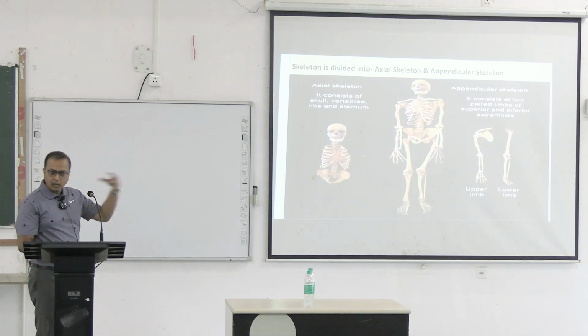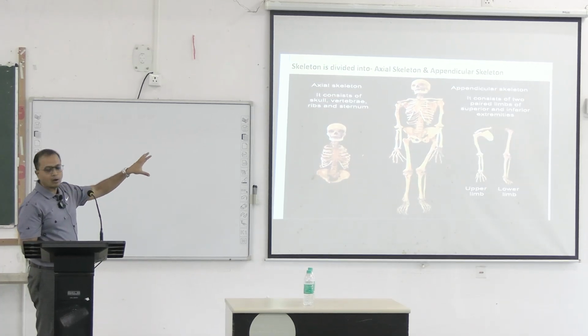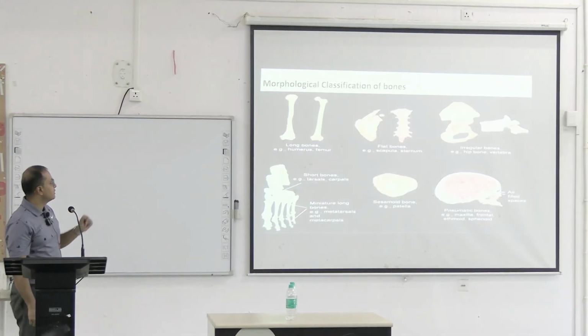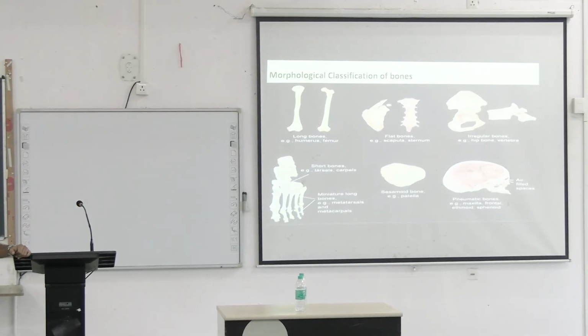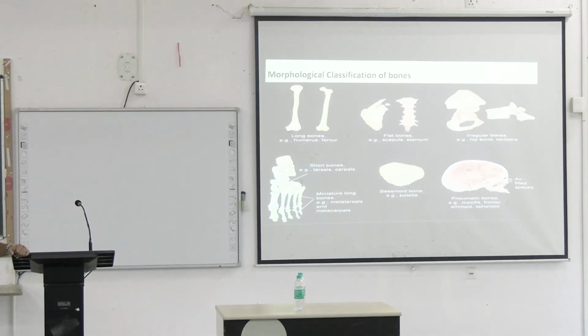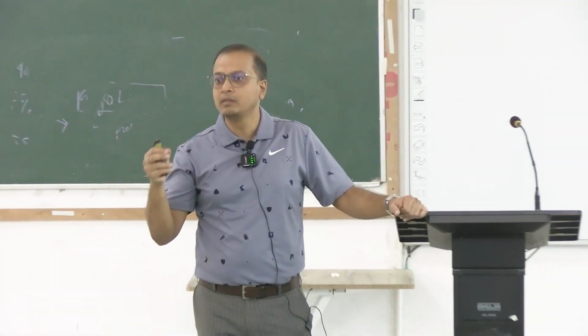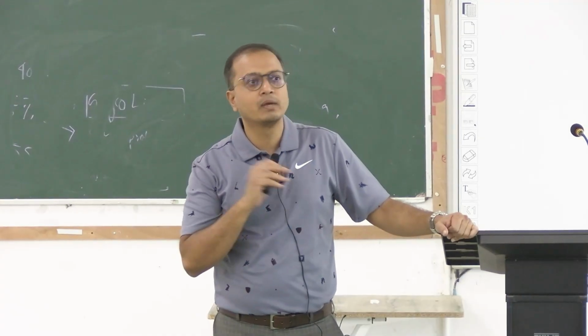Now, if we single out a particular bone from the axial or appendicular skeleton, we can classify bones into several types. How do they look? We call this the morphological classification. Morphological means how they look: shape, size, length, breadth, width, or any kind of abnormality present in it.